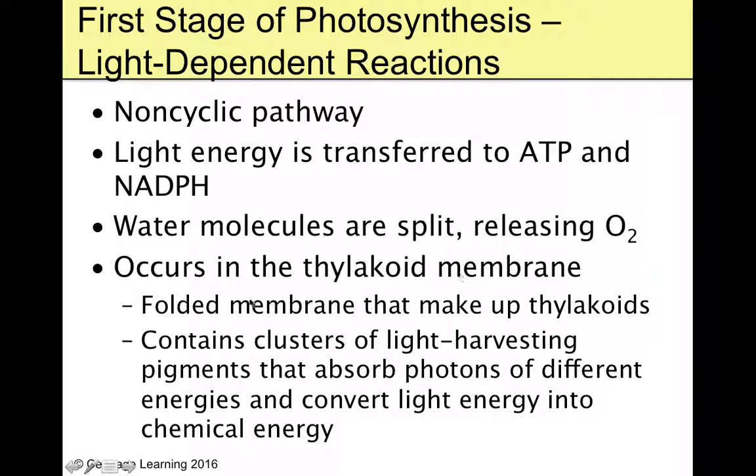So the thylakoid membrane is a membrane that makes up thylakoids, thylakoid discs. And these membranes have clusters of light harvesting pigments. You might remember that from our last lecture, things like chlorophylls, for sure, the heavy hitters there, that absorb photons of different energies, like we talked about last time, and they convert light energy into chemical energy. And that piece right there is what makes plants just so incredibly important. Light energy into chemical energy.